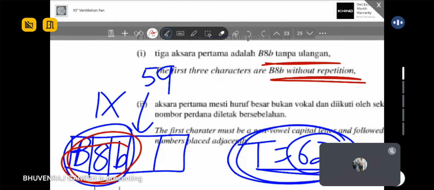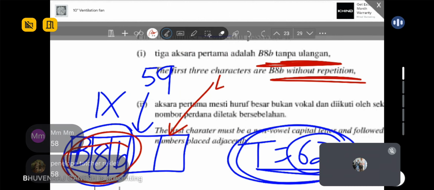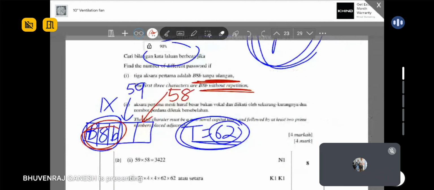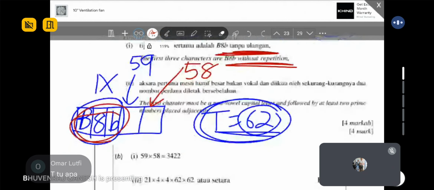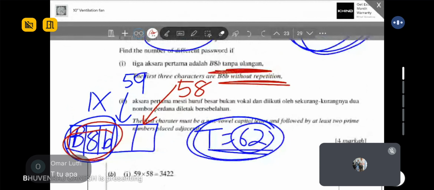They say without repetition. Tak boleh ulang. So these 3 must minus lah. Kena tolak. Sebab tak boleh ulang. Cannot repeat. That's why 62 minus 3, 59. And then this one? How many? Last digit. How many ways I have? Yes, very good. 58. Okay, because cannot repeat. Tak boleh ulang. So that's all lah. This is your answer, guys. Habis. Okay, that's the answer.